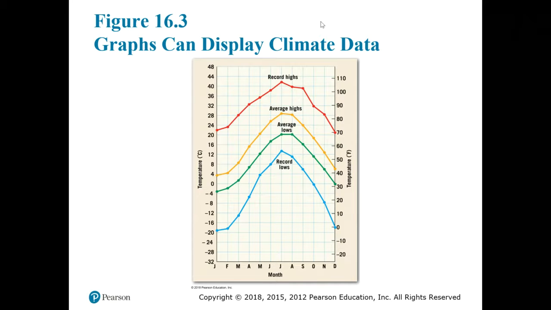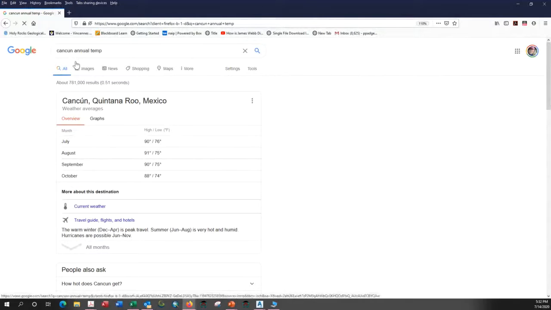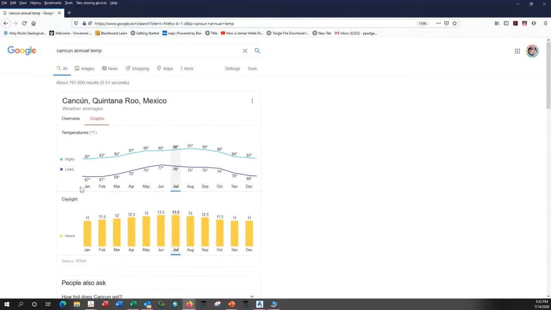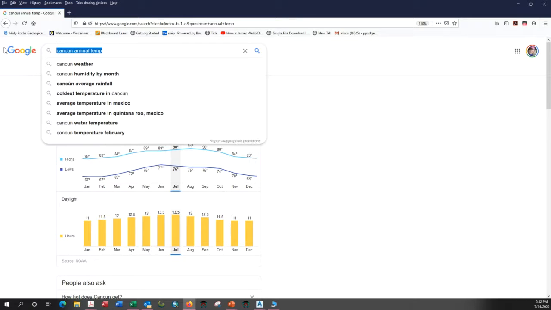So I will do that. All I did was Google Cancun annual temperature and click on the graph, and there's the climate graph. The lows in July are 76 degrees Fahrenheit, and the highs in July are 90, so it gives you a range. It also gives you the amount of daylight. In June and July, Cancun is in the northern hemisphere, so you get the most daylight, 13.5 hours, versus January and December. That's pretty obvious.